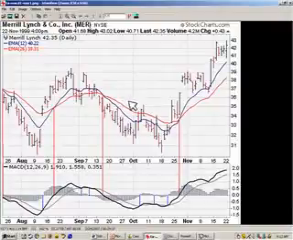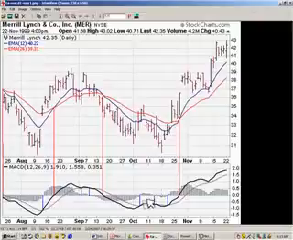MACD is what's known as a centered oscillator. In other words, the MACD fluctuates above and below a centering line, typically known as the zero line. These types of oscillators are good for identifying strength or weakness or direction of momentum behind a security's move.